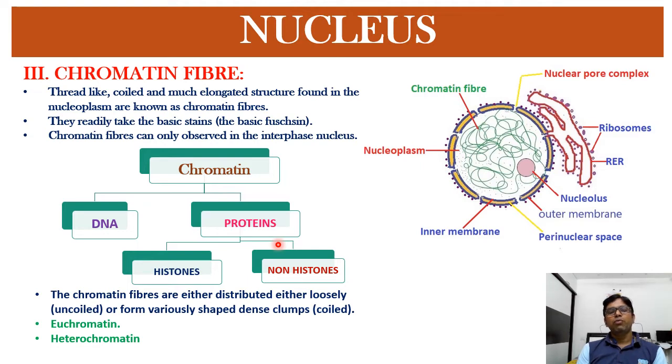Two types of proteins are present in the chromatin: number one is histone proteins and second is non-histone proteins. First, we are going to discuss histones. Histones are small basic proteins, because they have a high content of basic amino acids such as arginine and lysine.